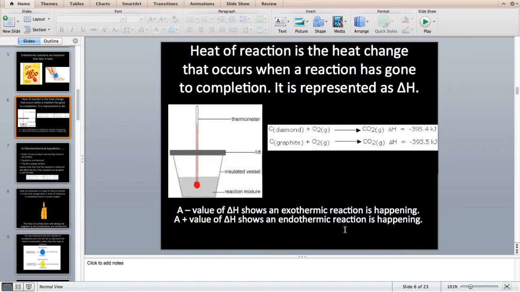I remember this because, remember, to burn yourself is a negative thing. So if there's heat given out, it's a negative thing. So delta H is negative for an exothermic reaction.